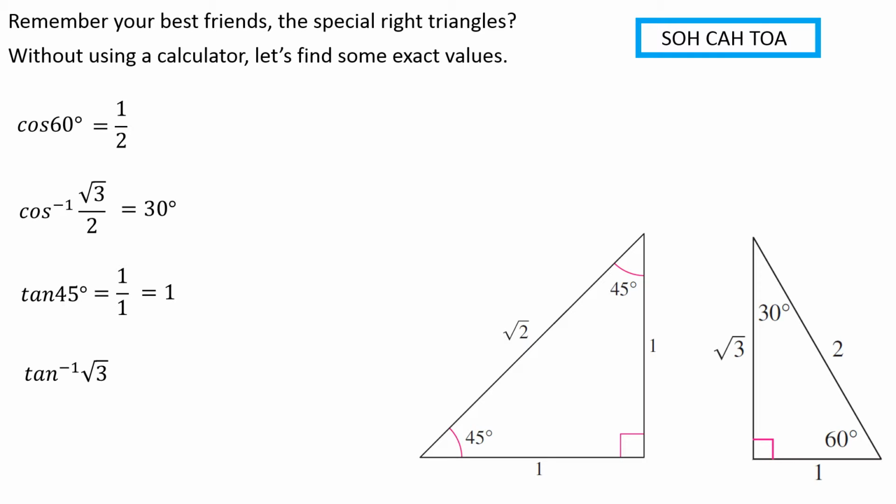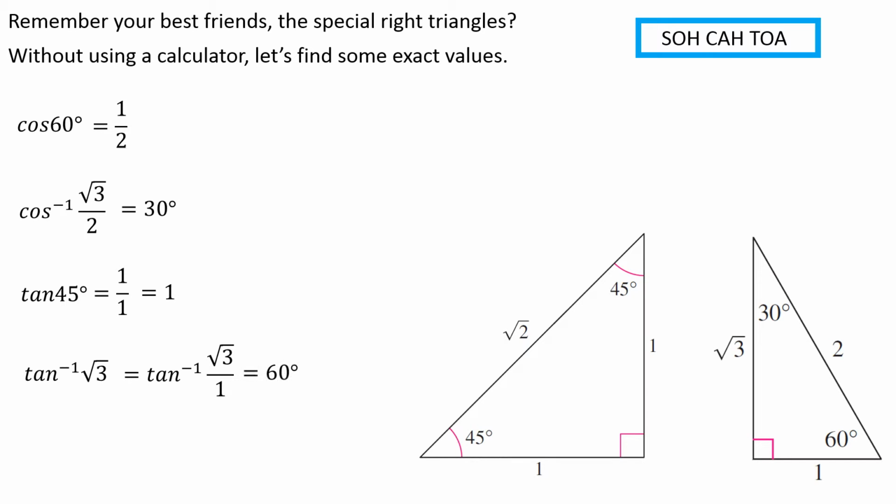Root 3 doesn't look like a fraction. It might help if I rewrite that as a fraction, root 3 over 1. Now it's a little bit more clear what's happening. I need an angle where the opposite leg is root 3 and the adjacent leg is 1. What angle am I standing at if the opposite leg is root 3 and the adjacent leg is 1?